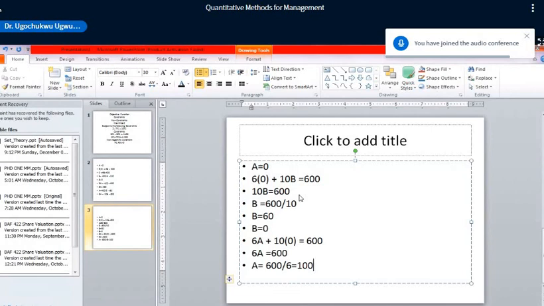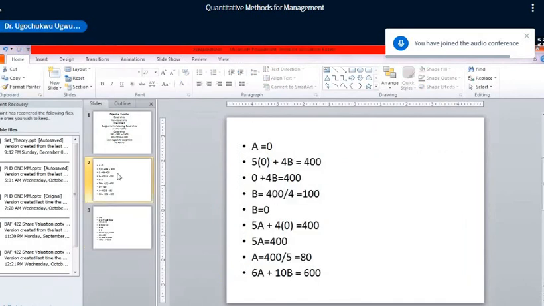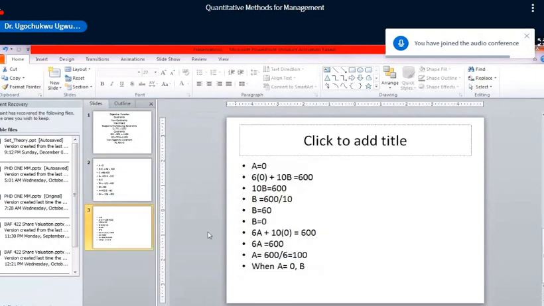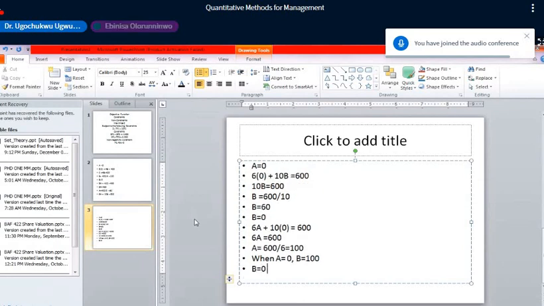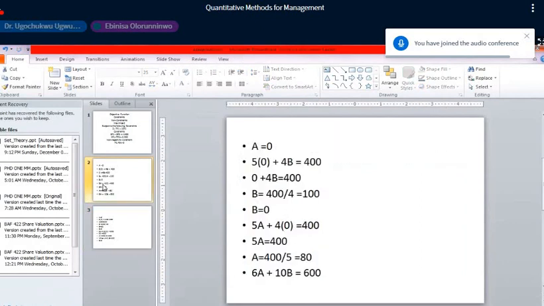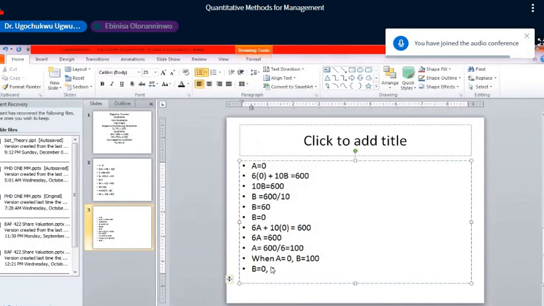So if you look at our coordinates now, for the first equation, when A is equal to 0, B is equal to 100. Then when B is equal to 0, our A is equal to 80. When B is 0, our A is equal to 80.